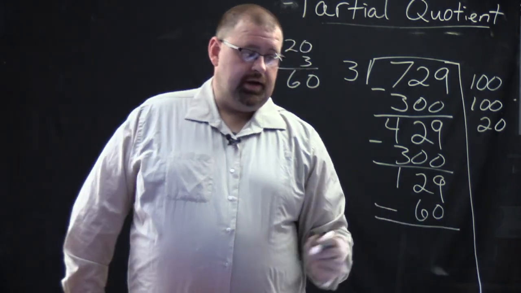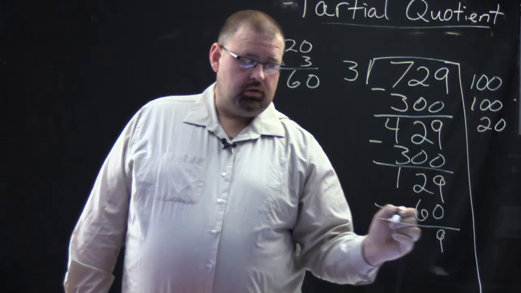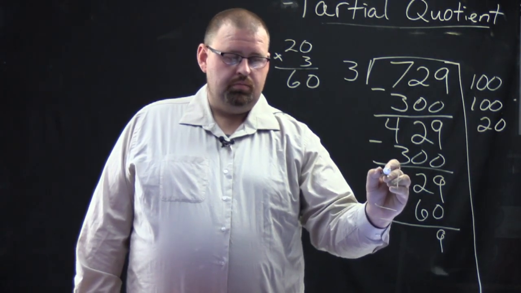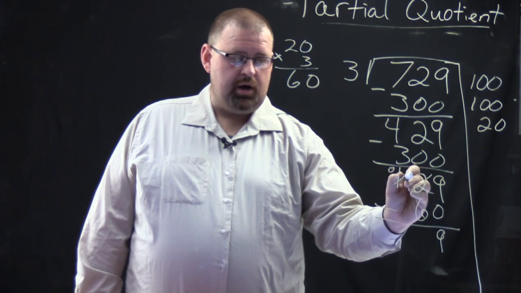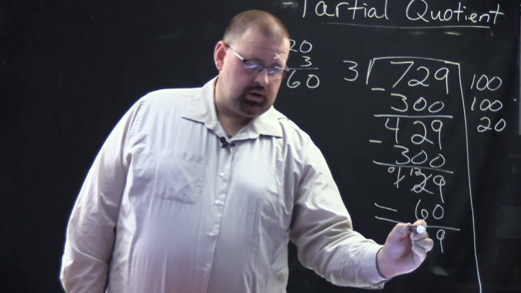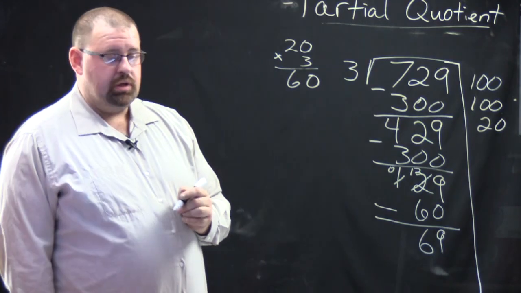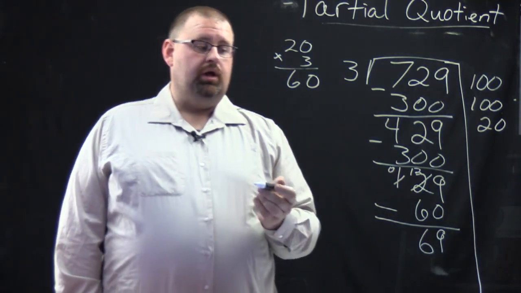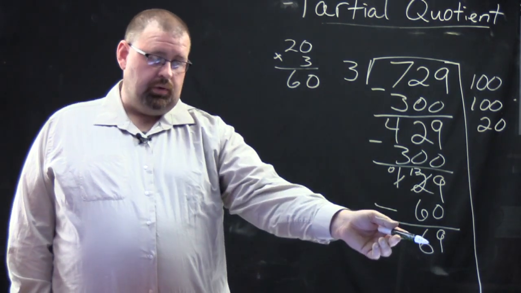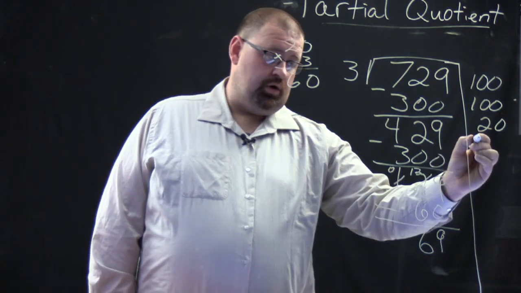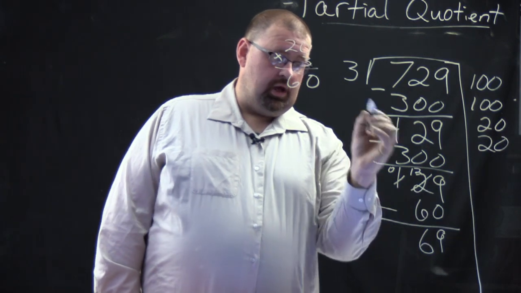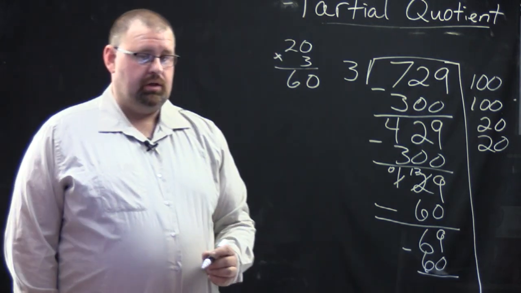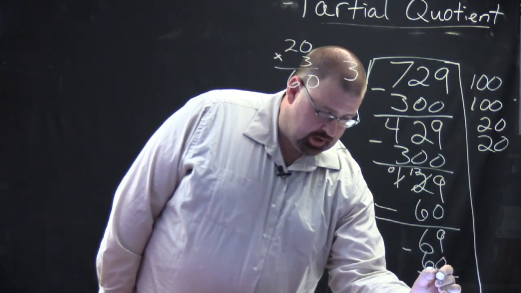Do your subtraction. 9 minus 0 is 9. 2 minus 6, we can't really do 2 minus 6, so we're going to have to borrow. Make this a 0, cross your 2 out and make that a 12. 12 minus 6 is, of course, 6. We're left with 69. We're not down to 0 yet, so we have to keep moving. We just did 60, though, and 60 will go into 69, and it'll get us close. So we can just throw another 20 over here. 20 times 3 is still 60, just like it was 2 minutes ago. 69 minus 60 gives us 9.